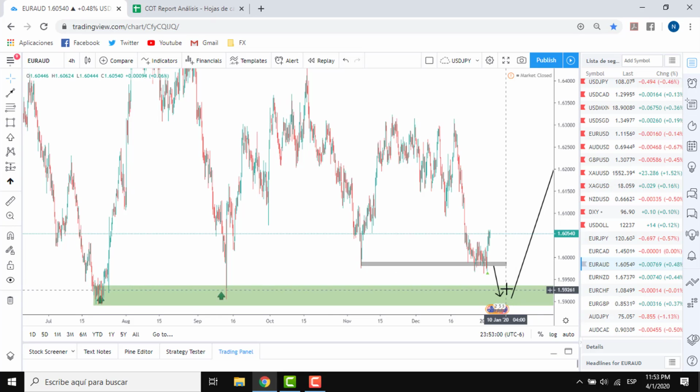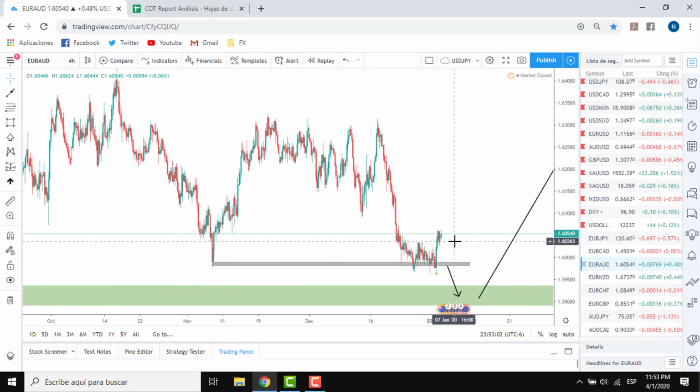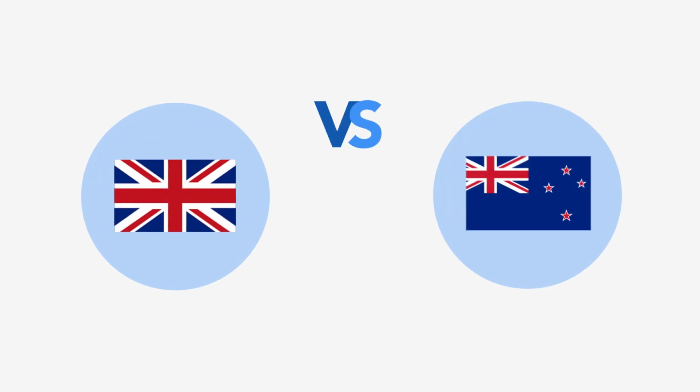Not sure if by the end of the week this will be done, but in case price reverses from this place, from this price all the way down to the demand zone, I would recommend to enter a buy position, a buy order. And I have one more. Let's check it out.